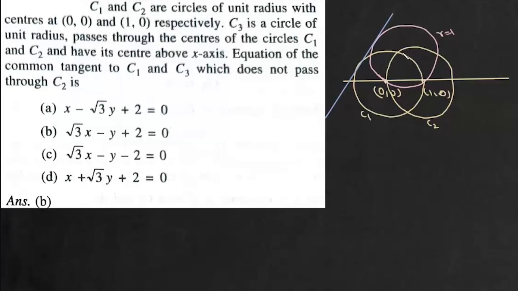Now we know that the center of this third circle will pass through this line, which is a line passing through the midpoint of (0, 0) and (1, 0). So this point is (1/2, 0). So the x coordinate for the center will be given by 1/2, and suppose this is k. Now we know that the distance from the center to any point on the circle is equal to 1 unit.